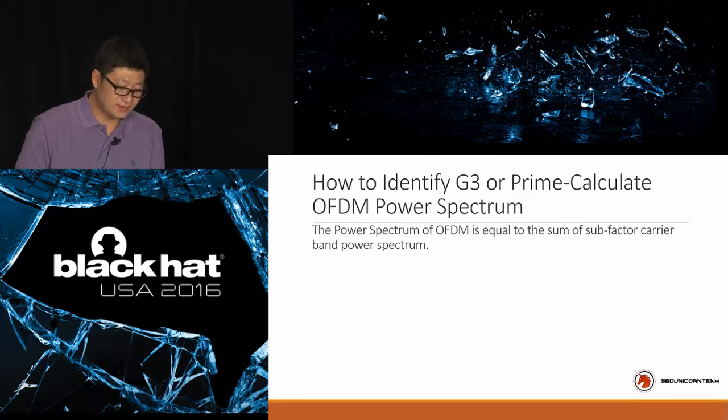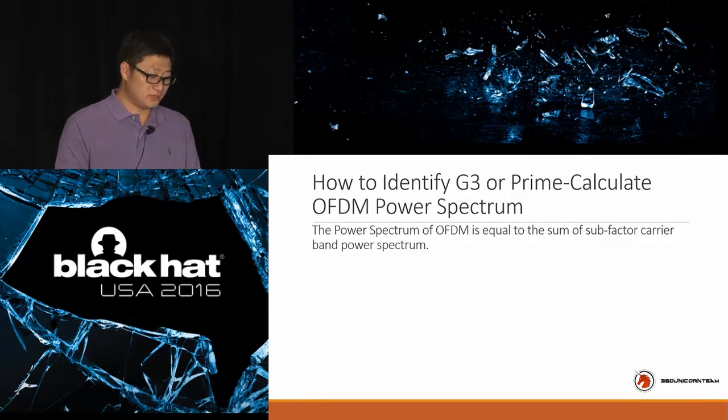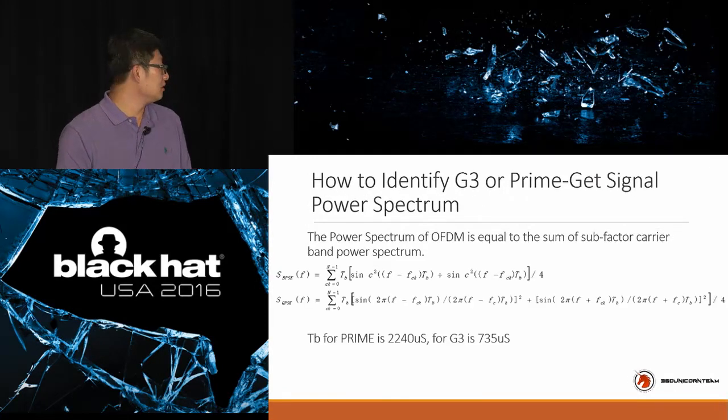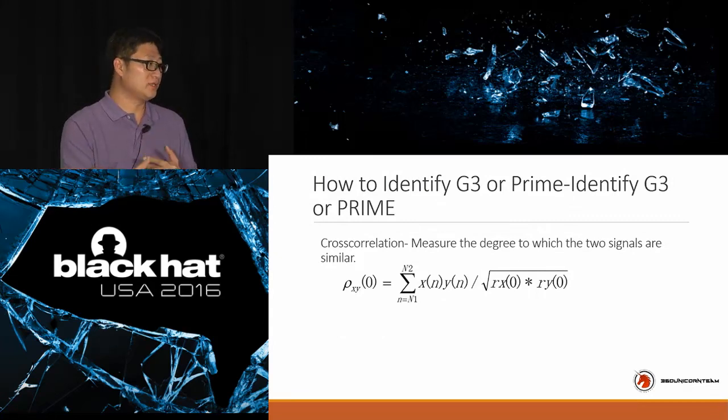And the second step, we need to get the ideal OFDM power spectrum. The power spectrum of OFDM is equal to the sum of the subcarrier band power spectrums. The next two formulas tell us how to calculate the ideal OFDM power spectrum. The third step, we need to match the two signals. I will use the cross correlation.